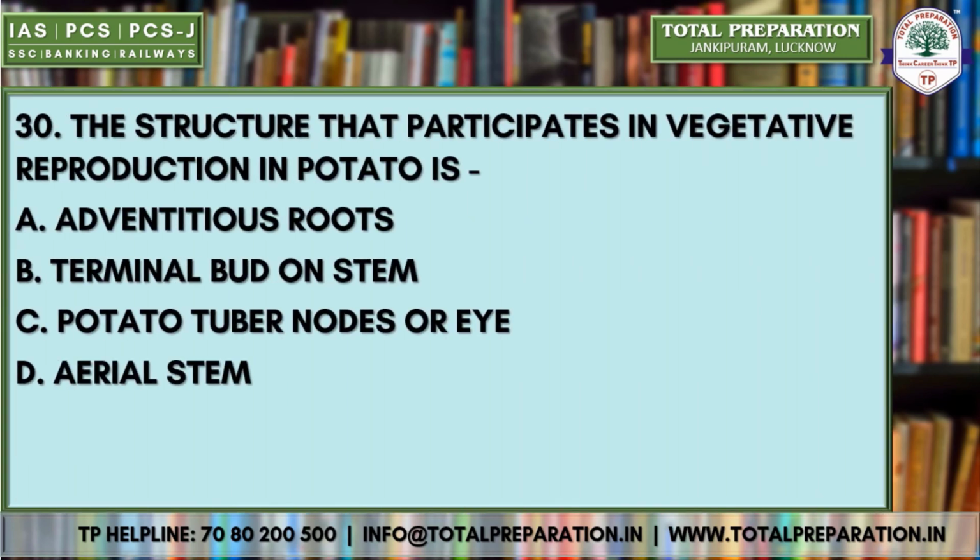So friends, the last question of this part is the structure that participates in vegetative reproduction in potato is option A, adventitious roots, option B, terminal bud on stem, option C, potato tuber nodes or eye, option D, aerial stem. The correct answer to this question is option C, potato tuber nodes or eye.